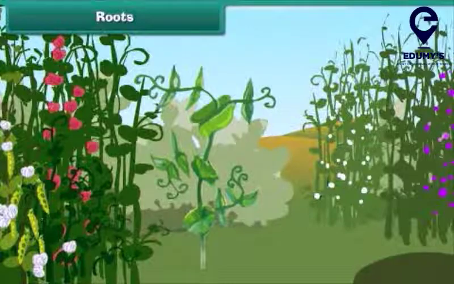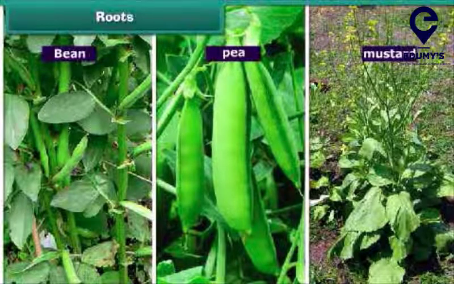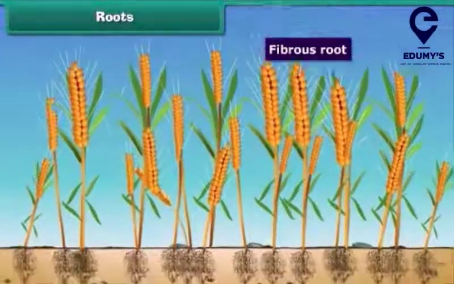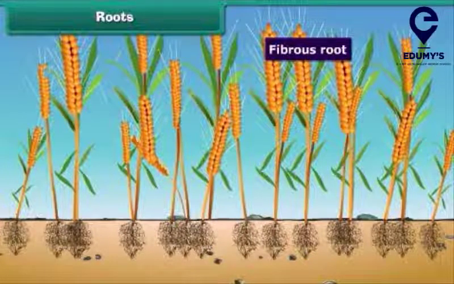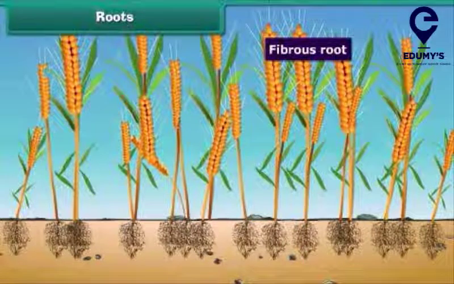Tap roots are generally found in bean, pea and mustard plants. But in a fibrous root, a number of almost equal-sized roots are attached to the end of the stem. That is, there is no main root like a tap root. This kind of root is present in grass and wheat.